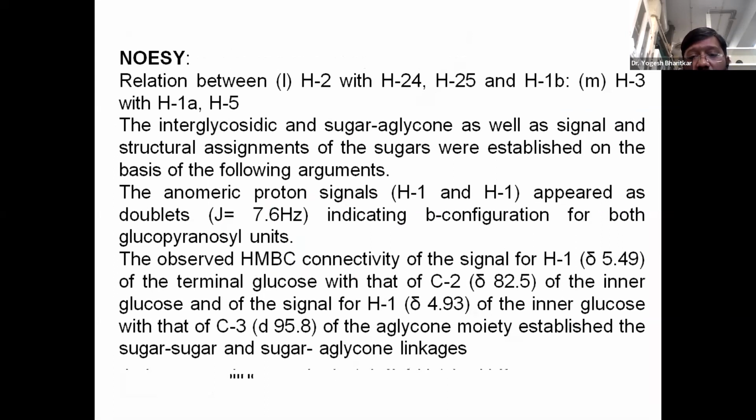Also, for identification of the ring, a ROESY experiment we can do sometimes. Rotational spectroscopy means all the protons of one ring get correlated in this experiment. That correlation we get in the ROESY experiment, rotational spectroscopy. This is also a 2D NMR experiment.